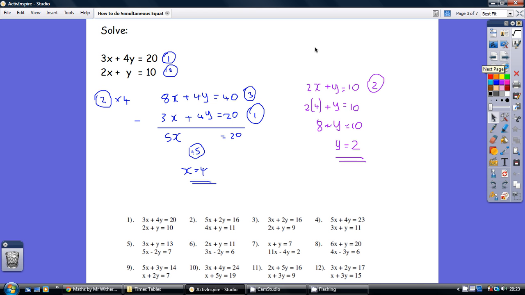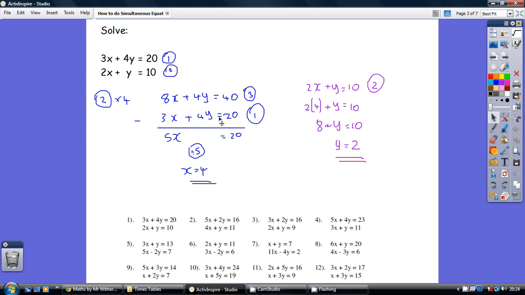So what we need to do is have the same number of x's or the same number of y's in both. So I've chosen to multiply the second equation, which I've called equation 2, by 4. That's what I'm doing here. So every term is multiplied by 4, so we get 8x plus 4y equals 40, and I'm calling this equation 3. Now I'm putting that above equation 1 up here and comparing the two.